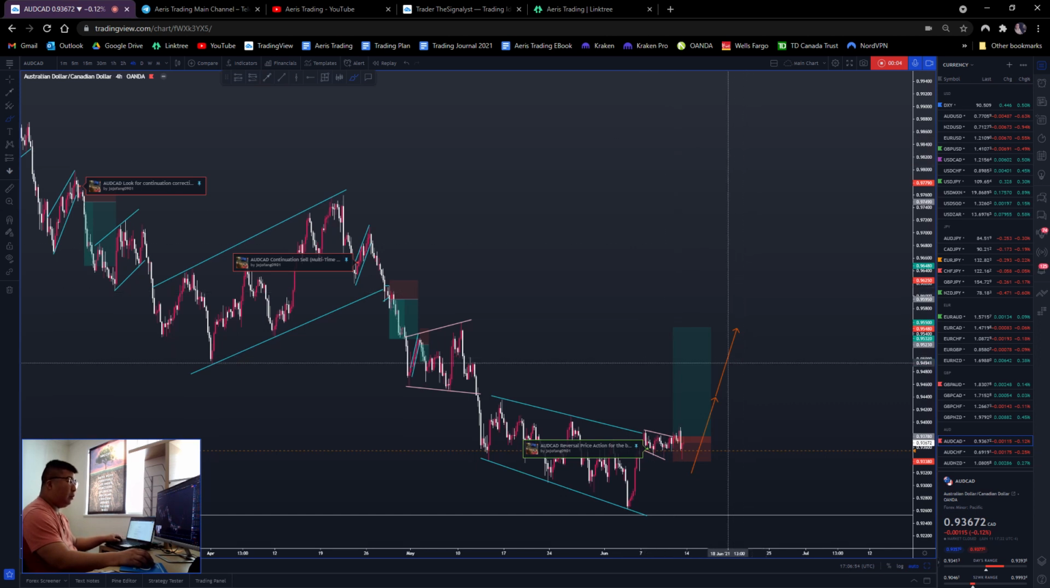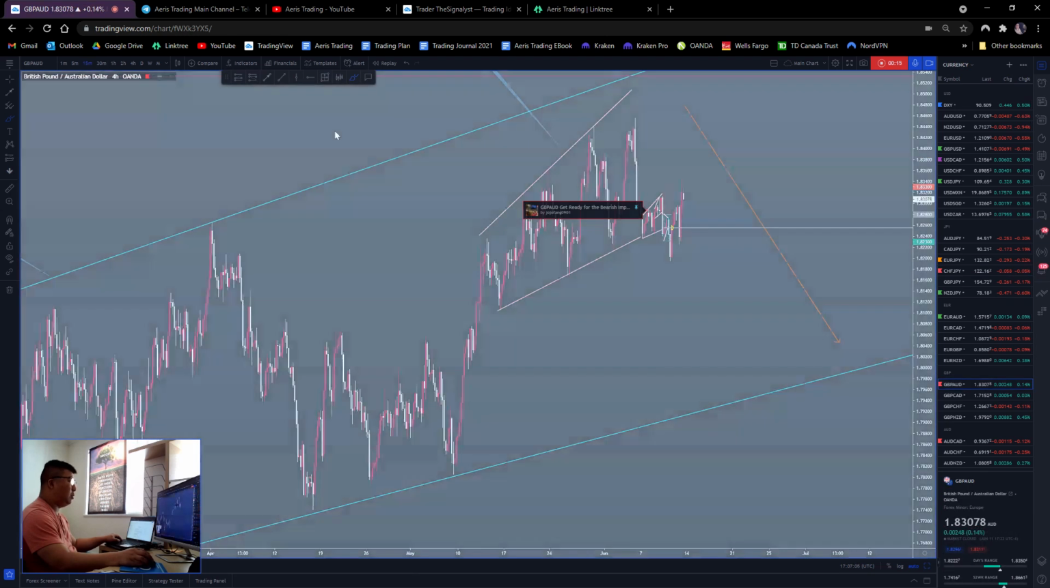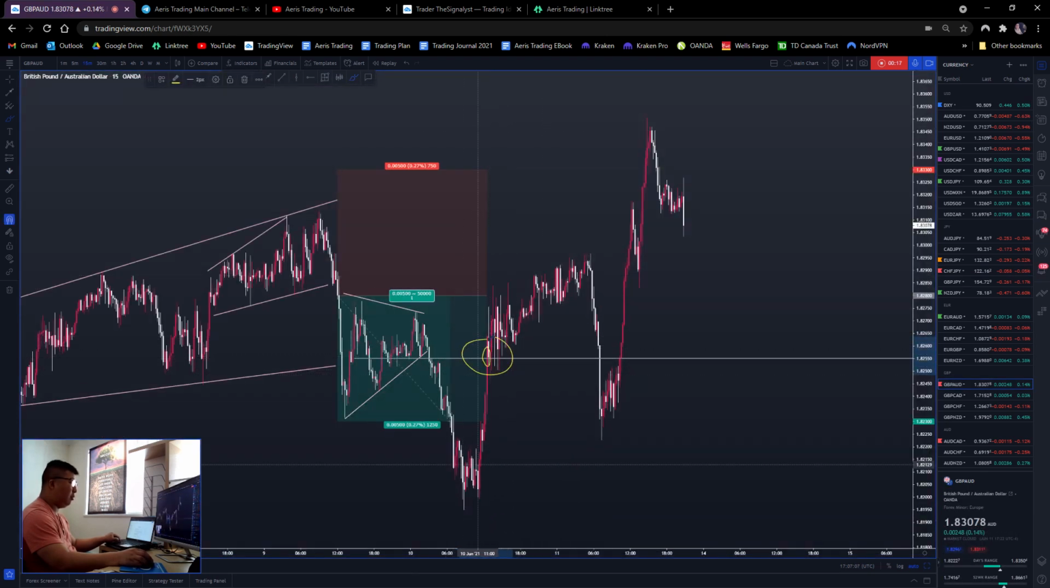This week I've entered three positions, three trades. Two trades are still running and one trade closed down. So Aussie CAD and Swiss yen are the positions that are still running currently. And pound Aussie closed down for about 0.5% profit or so.